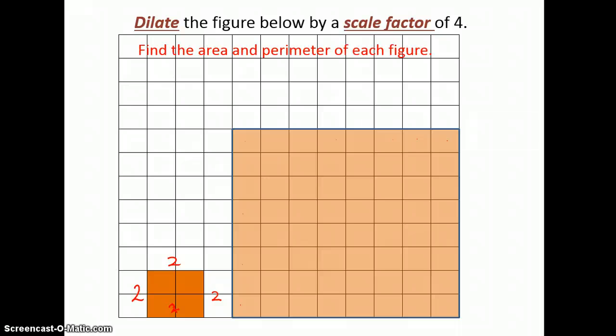Now, find the area and perimeter of each figure. Well, this one has an area of 4 units squared, 1, 2, 3, 4, and a perimeter of 2, 4, 6, 8 units. My enlarged figure has an area of 8 by 8, that's 64 units squared, and a perimeter of 32 units. And I can count them if I wanted to. 1, 2, 3, 4. There's 8 on each side, so 8 times 4, 32 units.